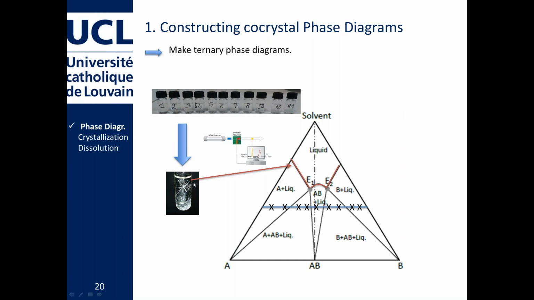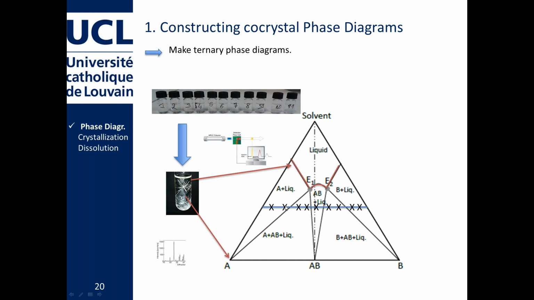You can analyze the supernatant of each pot, and the supernatant composition, you can analyze that by HPLC or by GC, or just by weighing. The supernatant composition gives you a point on the solubility line. Because it's in equilibrium, the supernatant should give you a point on this red solubility line. The crystal phase, you can analyze by XRPD. It'll tell you which zone you're in.